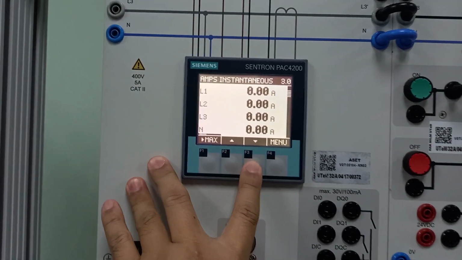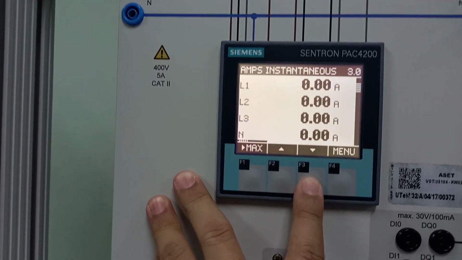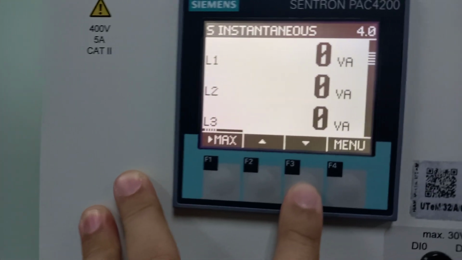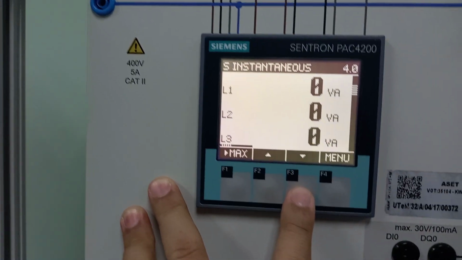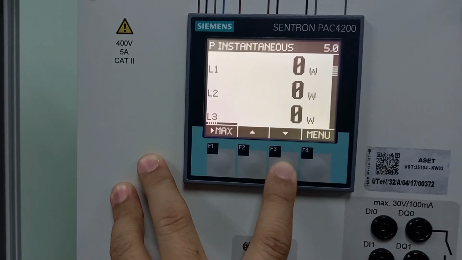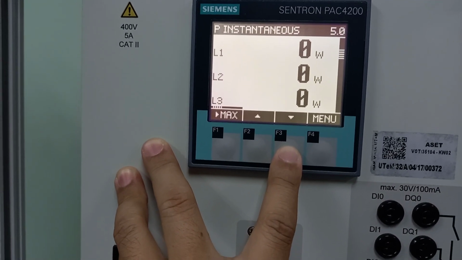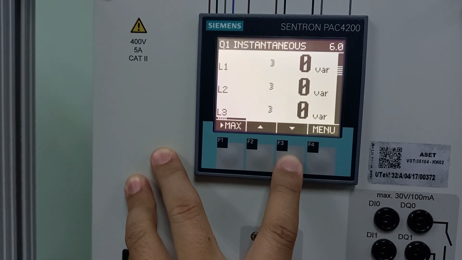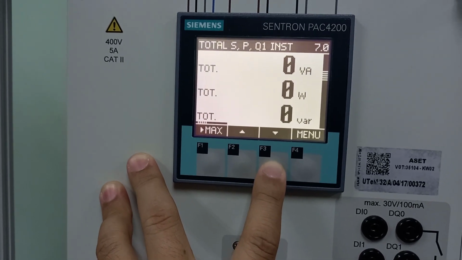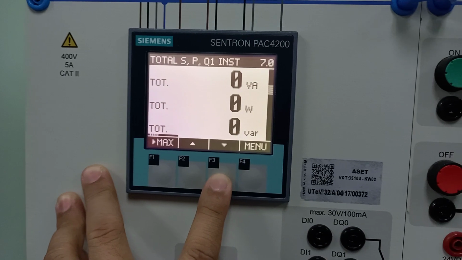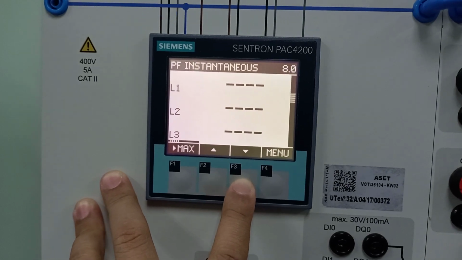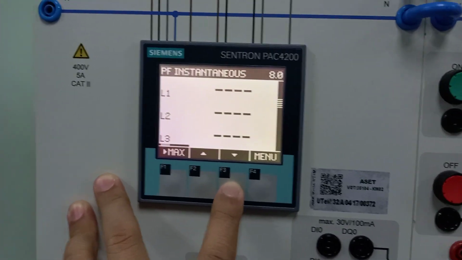Next we can have a profile of current for each line. Then we can have volt-ampere, or apparent power, for each line. Watt for each line, and then reactive power, and this is in terms of total. Okay, and then this is the power factor. Later on we will study this.